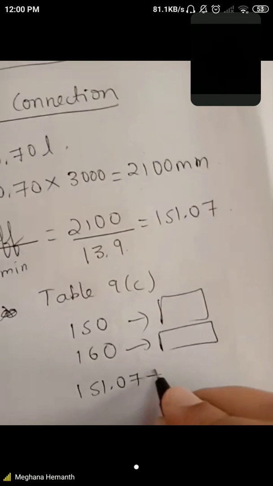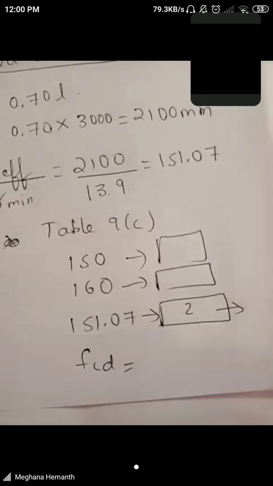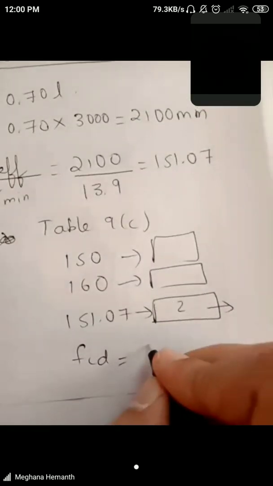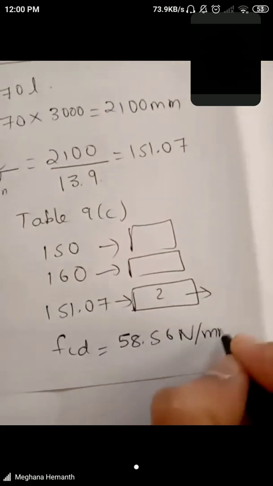Refer your table number 9C. Now this 151 will lie between 150 and 160. First write down these two values, interpolate and find for 151.07 in your calci. You will get this value. Whatever value you get, that is going to be your FCD value. So what is that FCD you get? You will get it as 58.56 Newton per mm square.